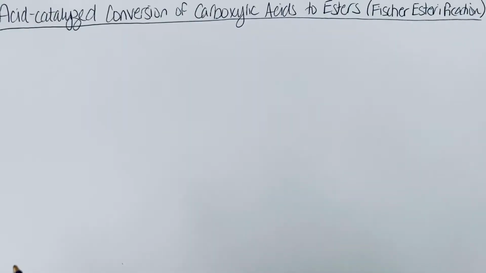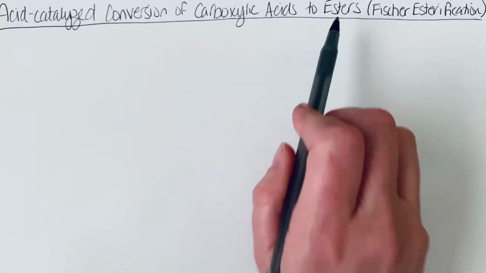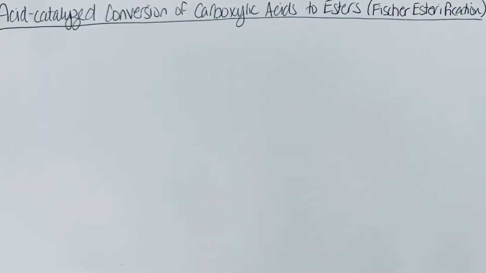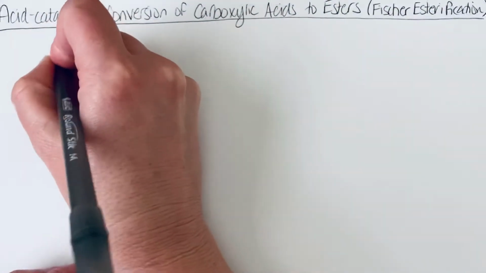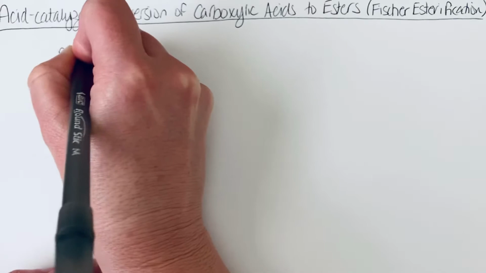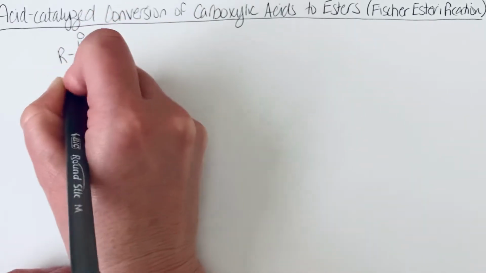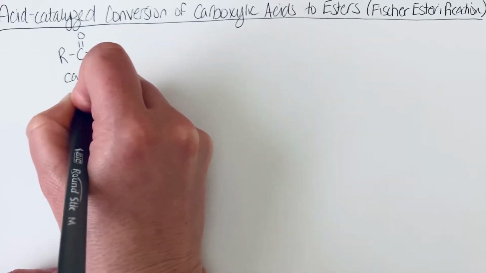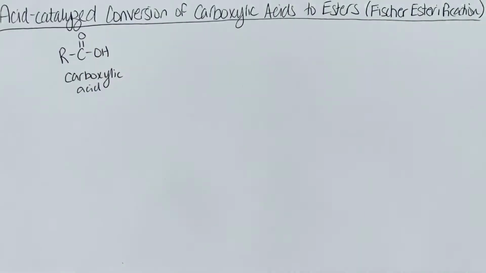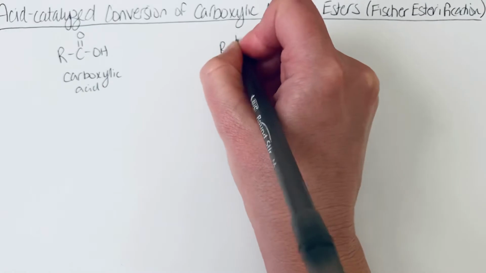In this video, we're going to look at taking carboxylic acids and converting them into esters under acid-catalyzed conditions. And this is a reaction that is also known as the Fischer Esterification. So if you want to take a look at the general reaction, we would be starting with a carboxylic acid, and we're going to be converting it into an ester.